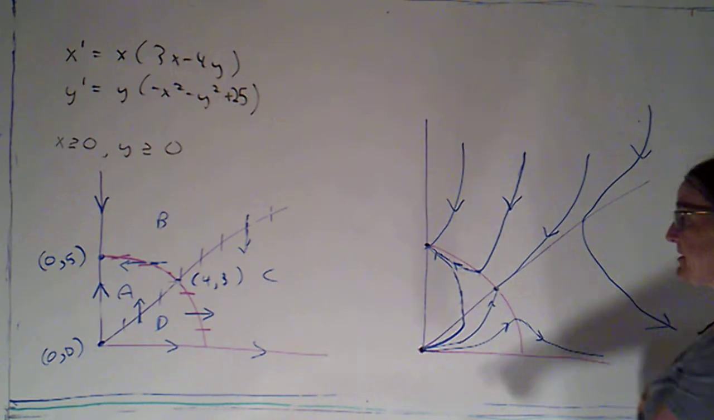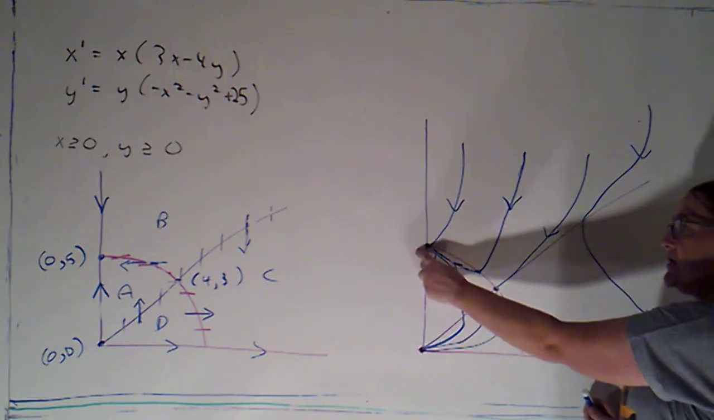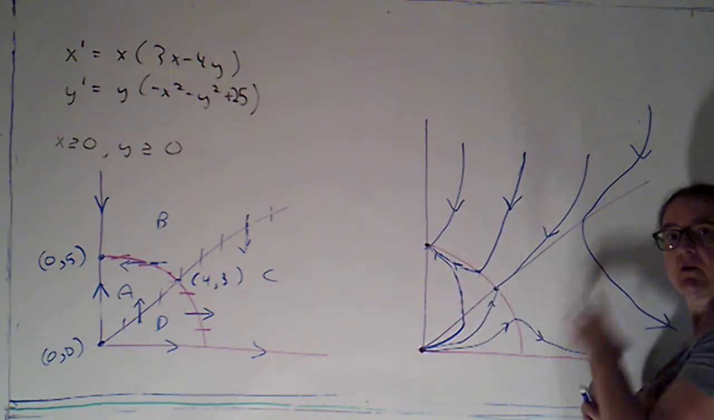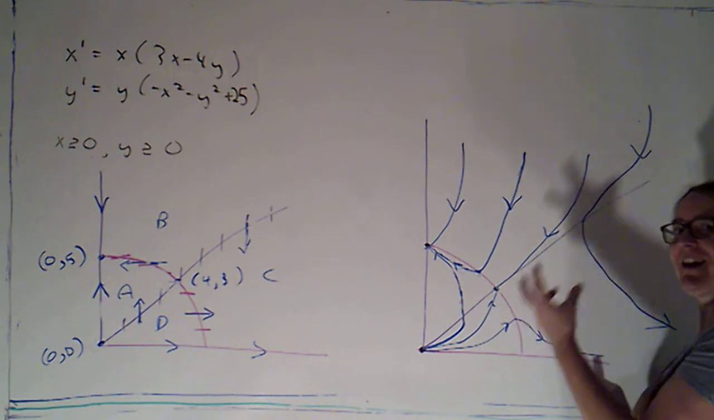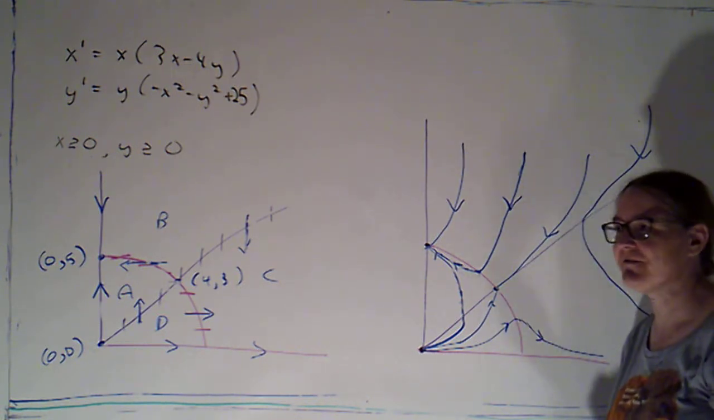What I can tell you is that there's no way this could be a sink because it doesn't behave like a sink. There's no way that could be a source. So there are things that I can rule out and educated guesses that I can make. Let's linearize in the next video to see if those guesses are correct.